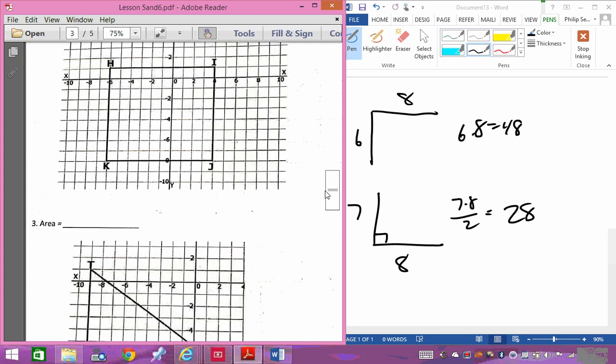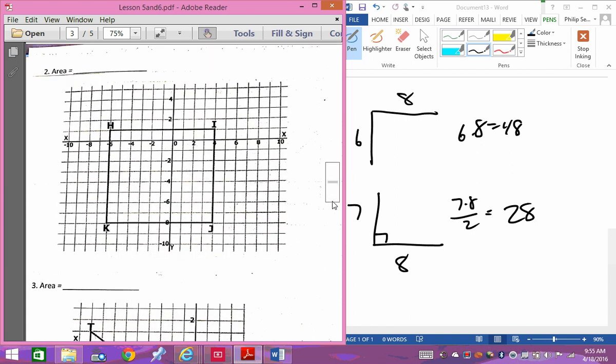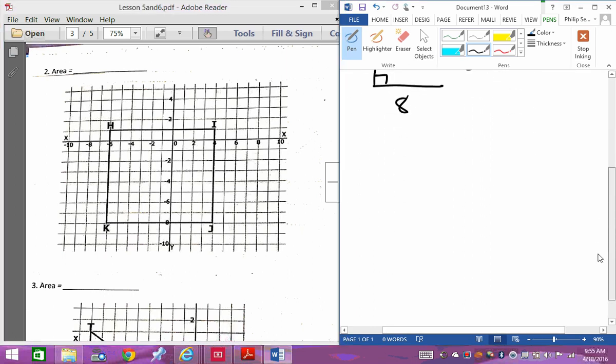Now, what we want to do is get away from simply counting. So what we're going to try to use here is the grid. But what we want to notice is we always count from the axis that we are looking at. For example, to find the area of the rectangle in question number 2, there's a right angle, so I need length and width. I'm going to use from I to H, and then from I to J.